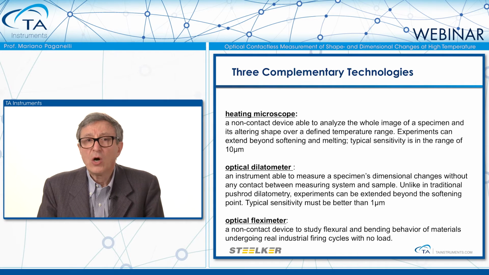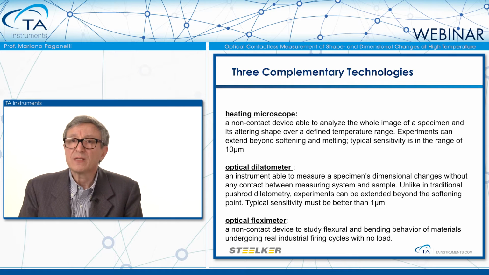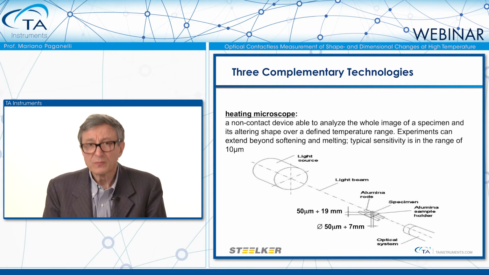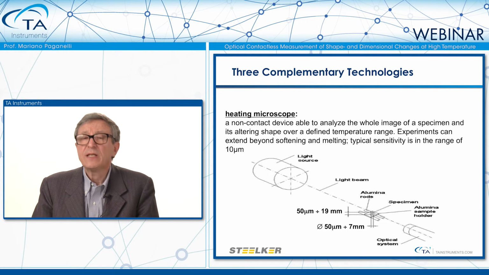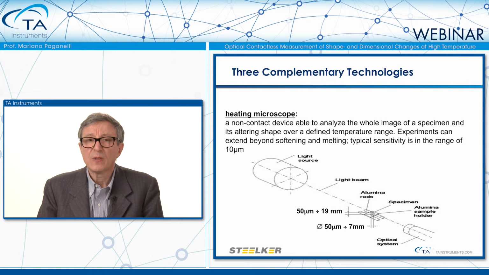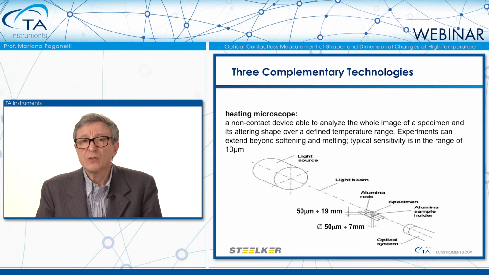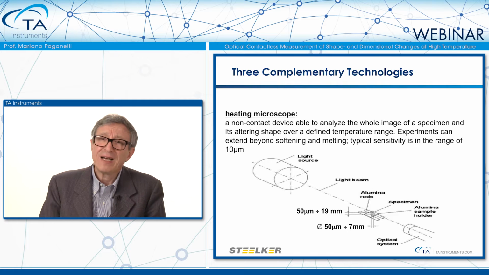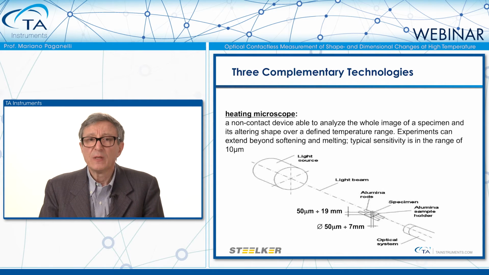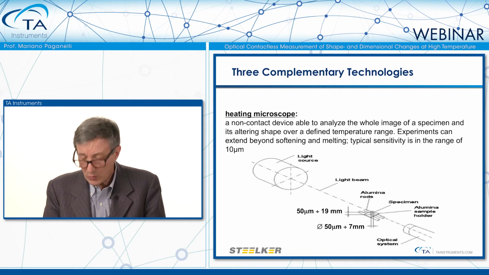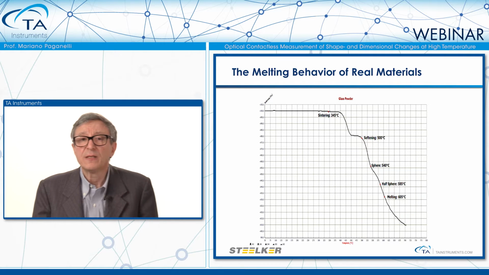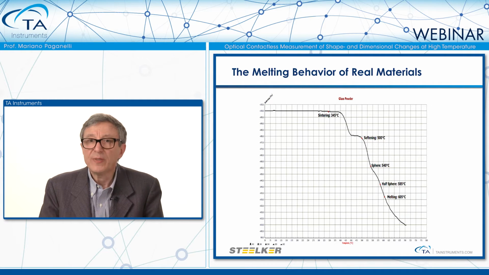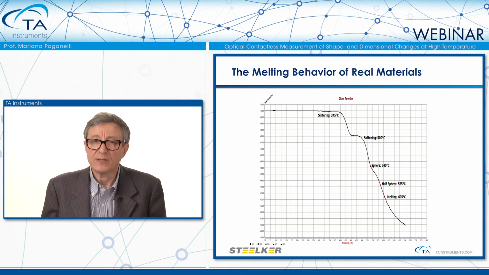Optical image analysis is a combination of three complementary technologies. The first one is the heating microscope. We analyze the image of the sample through backlight direct beam, and we can go as far as the complete flattening, the complete liquefying of the material.